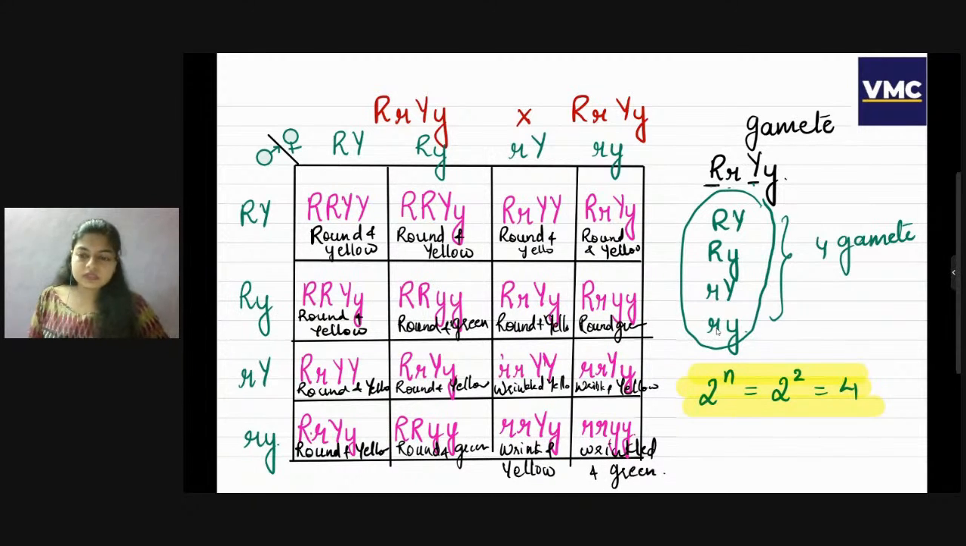So if you note this down, okay, here you will get 9 individuals that will be round and yellow. 3 of them will be round and green, 3 will be wrinkled and yellow, and 1 will be wrinkled and green.